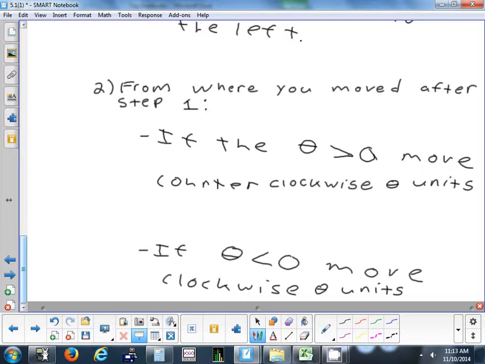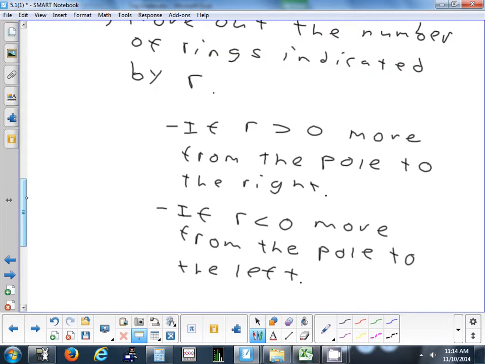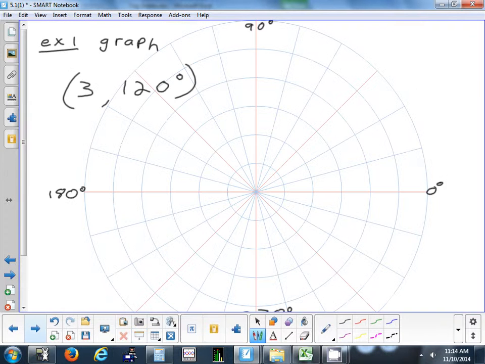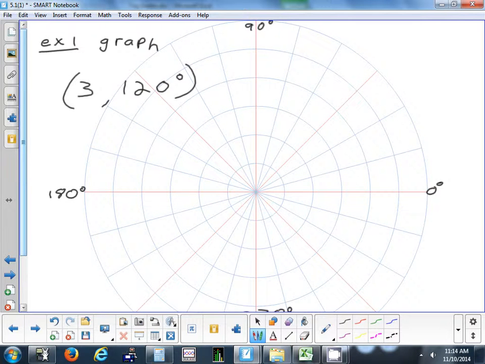Okay, any questions on how you graph r and then how you graph the second part of that, theta? All right, let's look at an example. Let's graph the point 3, 120. Okay, so we always start from the pole, and we're going to move 3 units.